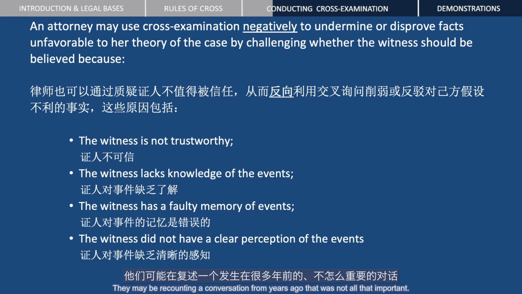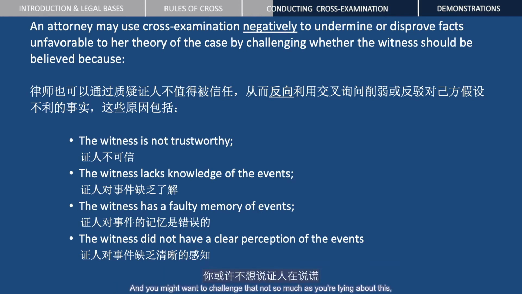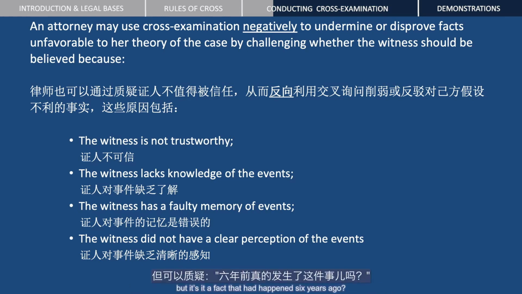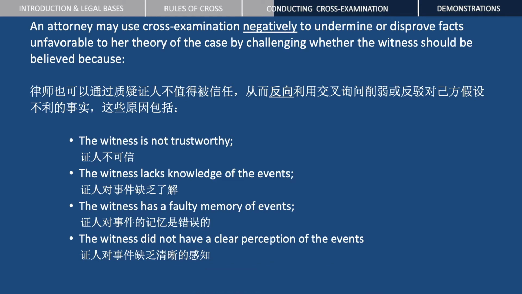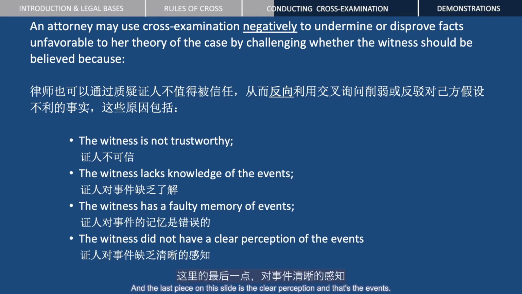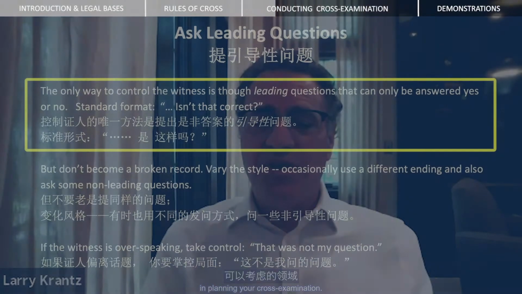They may be recounting a conversation from years ago that was not all that important. And you might want to challenge that, not so much as "you're lying about this," but "isn't it a fact that it happened 6 years ago? It wasn't a conversation of great moment in your life," suggesting that maybe their memory of it is faulty. And the last piece on the slide is the clear perception of the event. So these are all fertile areas for cross-examination that you have to consider in planning your cross-examination.